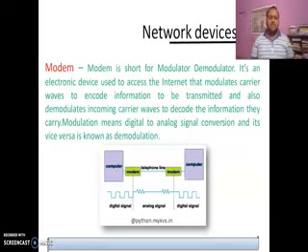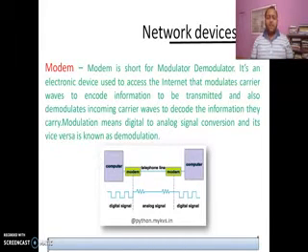Next one is the modem. Modem is a short term for modulator, demodulator. It's an electronic device used to access the internet that modulates carrier waves. It means, I will tell you in a single thing, that multiple things come to us. They are made into a single wave, entered into the device called modem, and then again demodulated, meaning many waves are created which will give interaction to the other computers or networking.